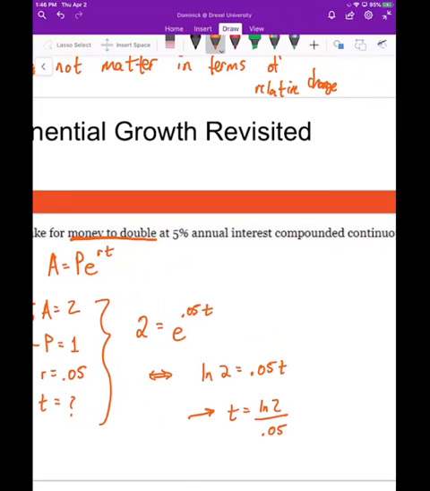So if we do that, natural log of 2 divided by 0.05 is going to give us that t is roughly equal to 13.86. So if we have 5% interest and it's compounded continuously, it would take you almost 14 years for your money to double, regardless of how much is in there.